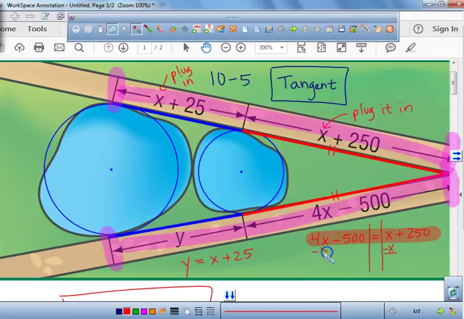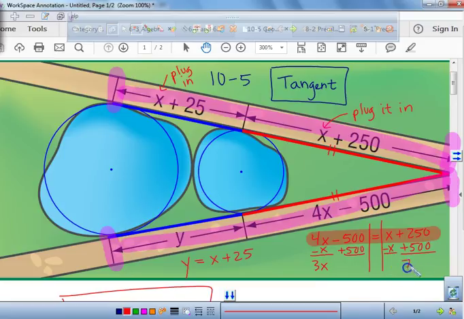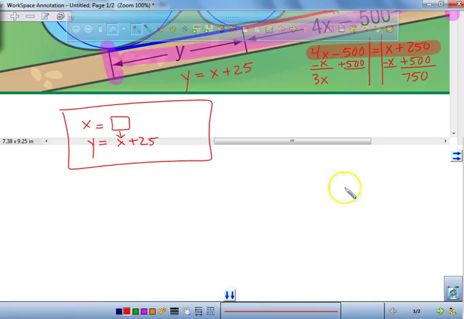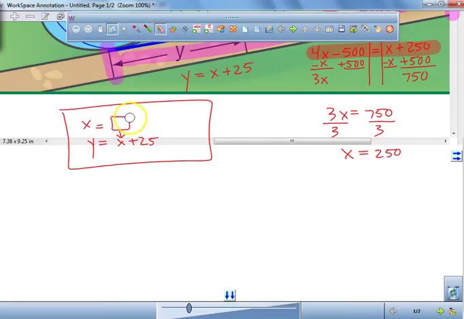We're going to take away an x from both sides. We get 3 x's. I'm going to add 500 to both sides. And I hear out of the corner of my ear, 750. Okay, 3x equals 750, and then he's going to tell me to do what to both sides? Divide by 3, divide by 3. And x equals 250. But that's not my final answer.